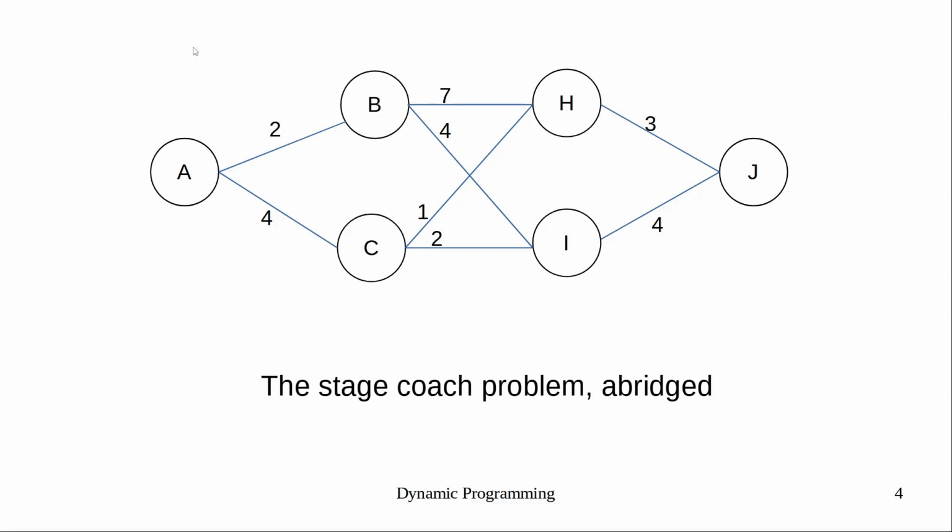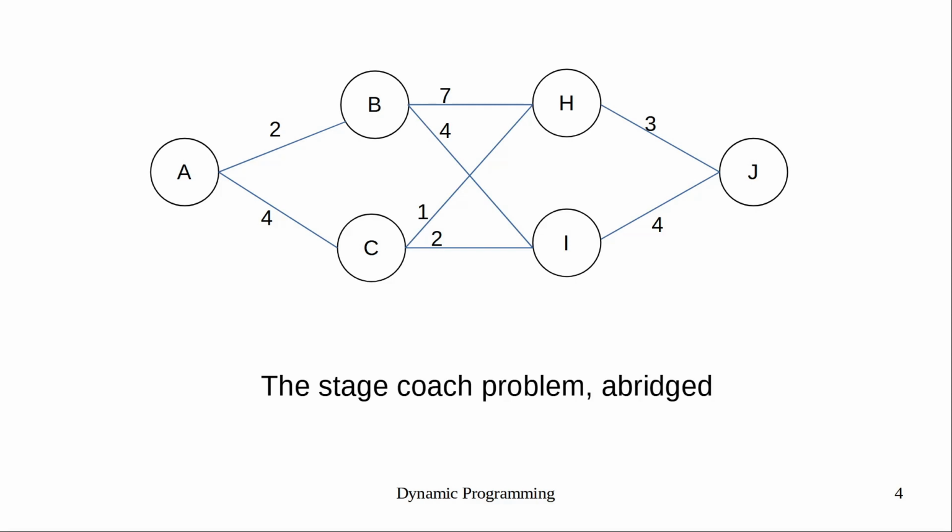Now, this is an abridged version of the problem that we had in the previous slide. Abridged version means a shorter version of the same problem. But the fundamentals remain the same and it's easier to explain because you have fewer cities in this. So, he has to go from A to J. First he has to go to either city B or C. Then from B or C, he has to go to either H or I. And from H or I, he naturally has to go to J.